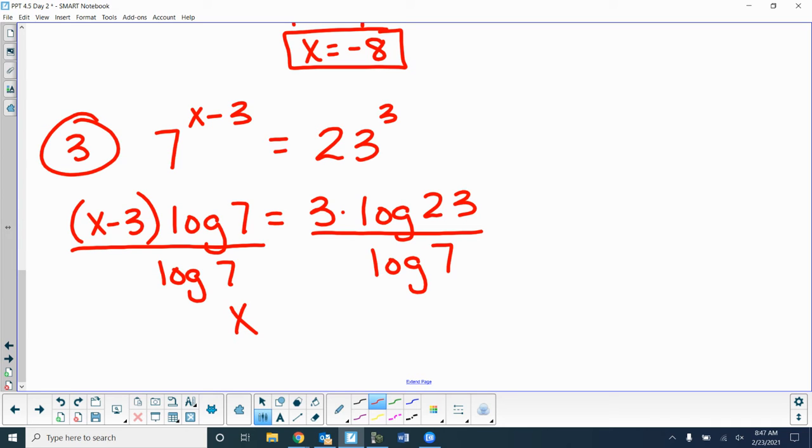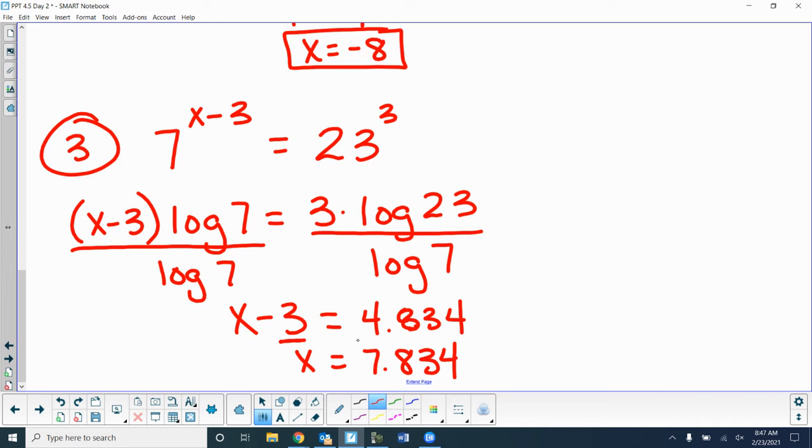And you get x minus 3 equals 4.834 is what I got. I round to the hundredths. 834, sorry. And then just add the 3. So when I add 3 to 4, I get 7.